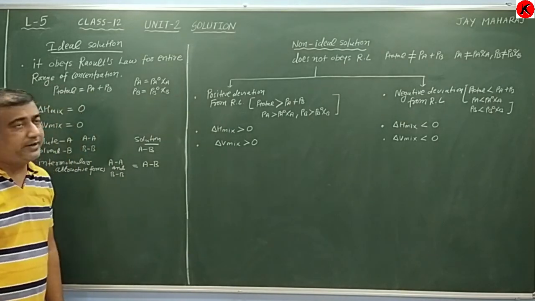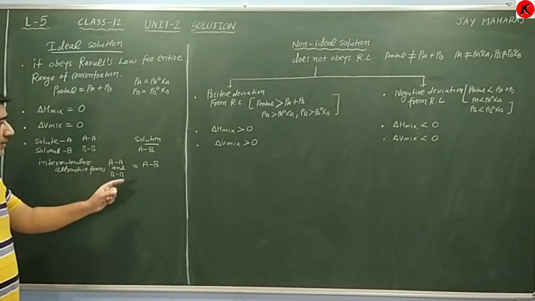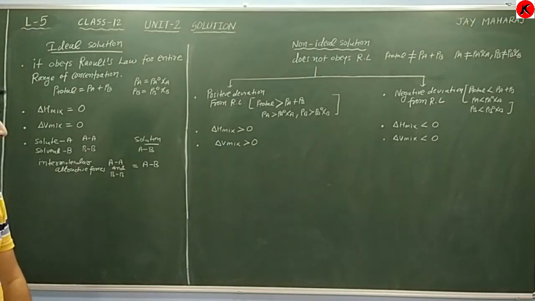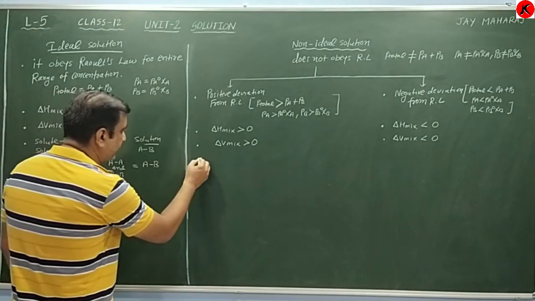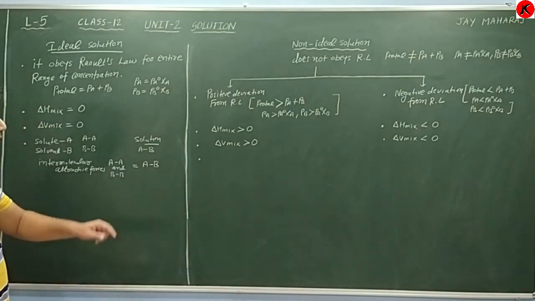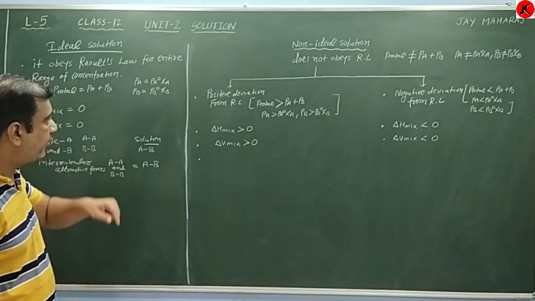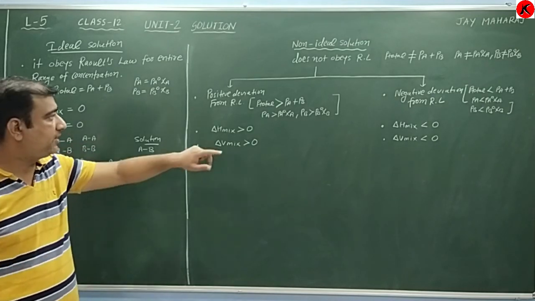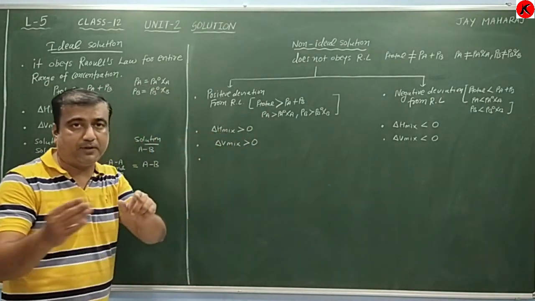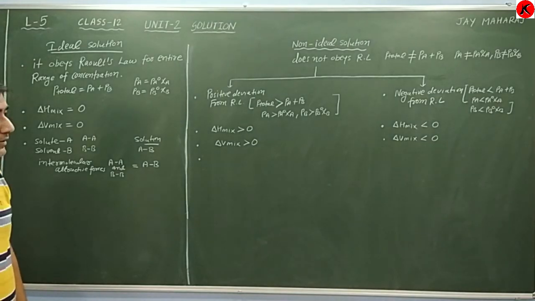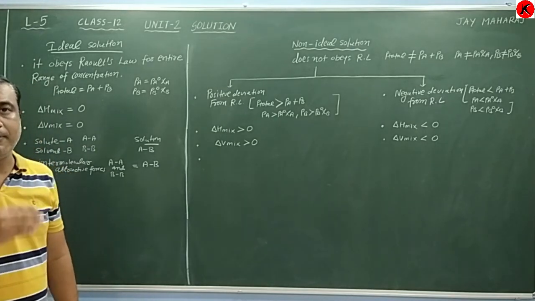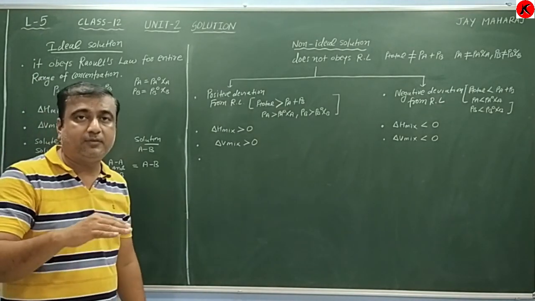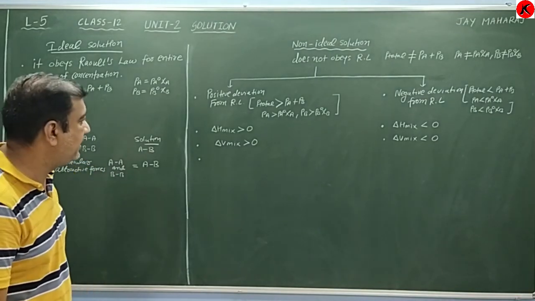Now in case of non-ideal solution, obviously the new and old intermolecular attractive forces are not equal. So again two possibilities, greater than or less than. Now positive deviation means vapor pressure is greater compared to that calculated from Raoult's law. That means when vapor pressure is more, obviously more vapor will be formed. When more vapor is formed, the intermolecular attractive force will be less.